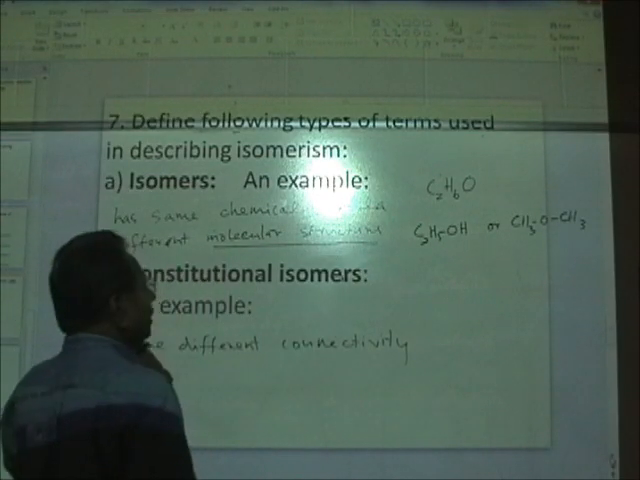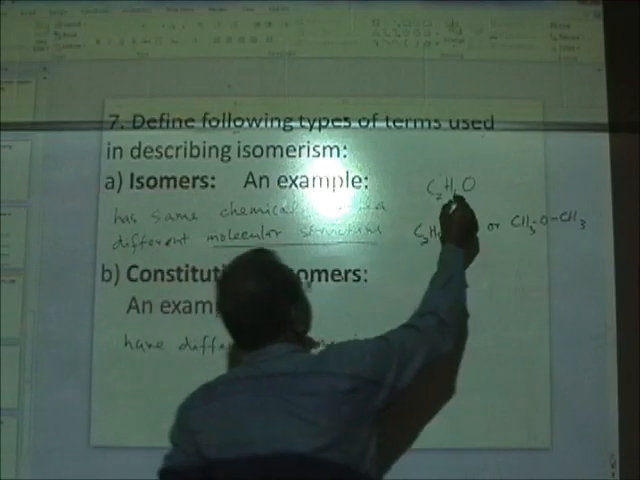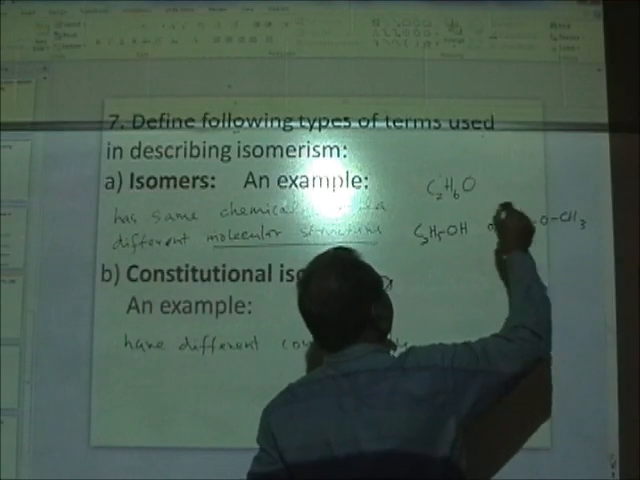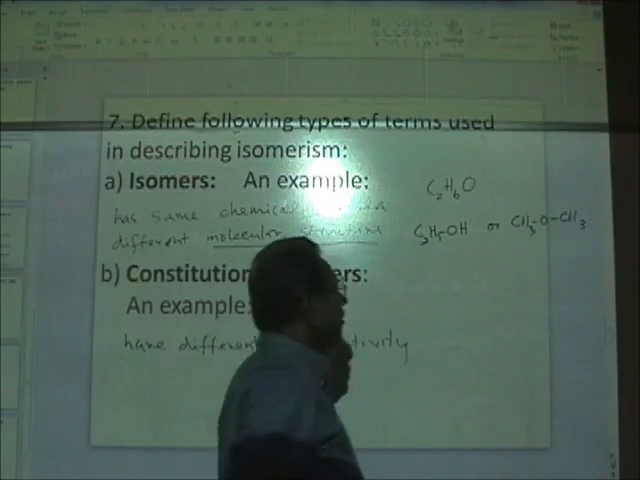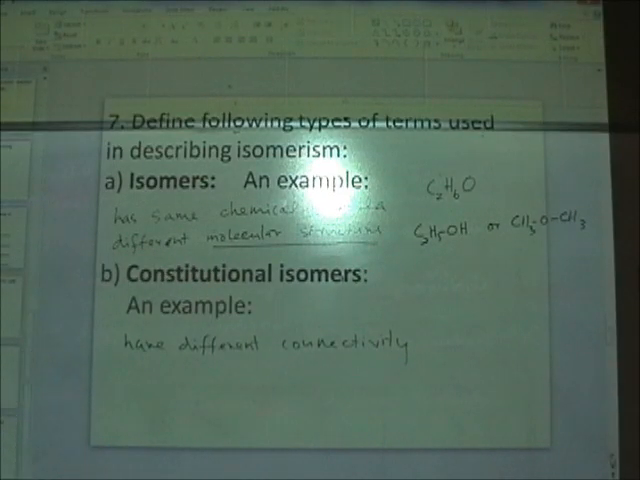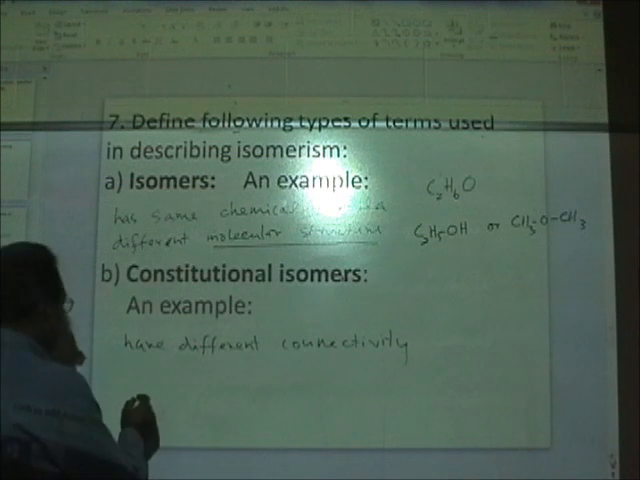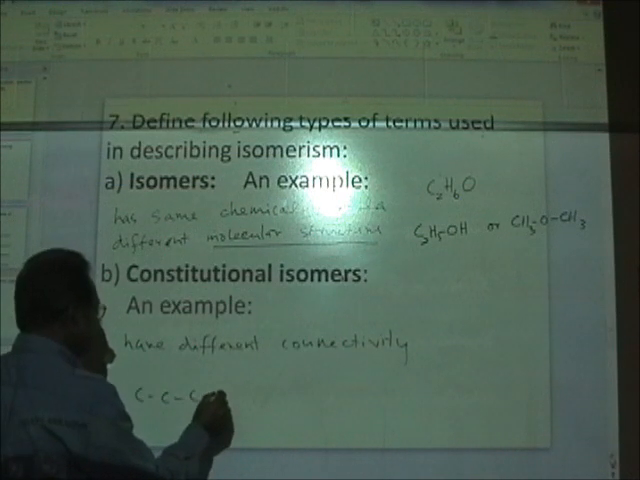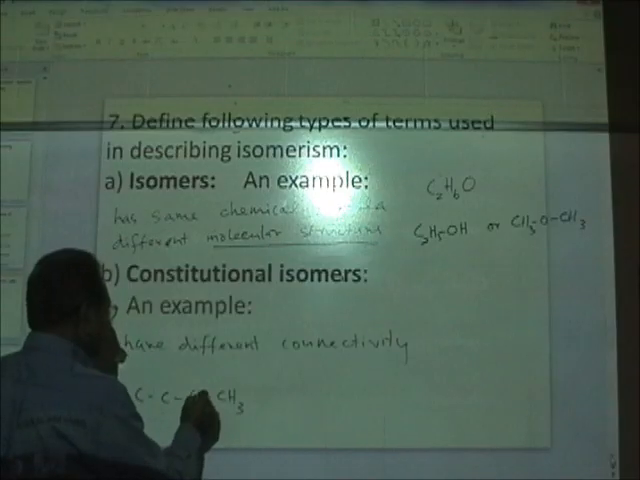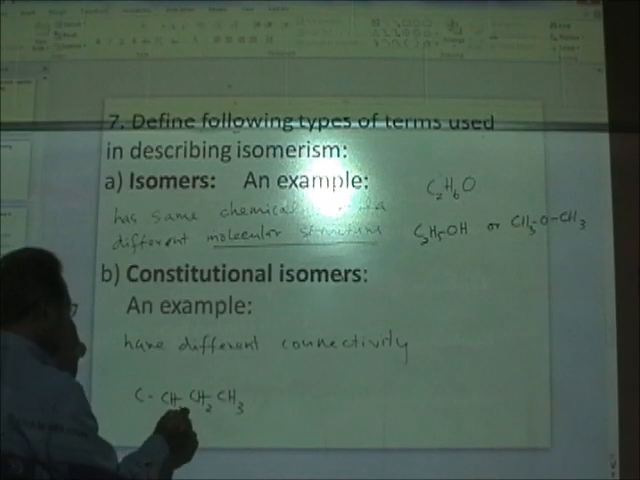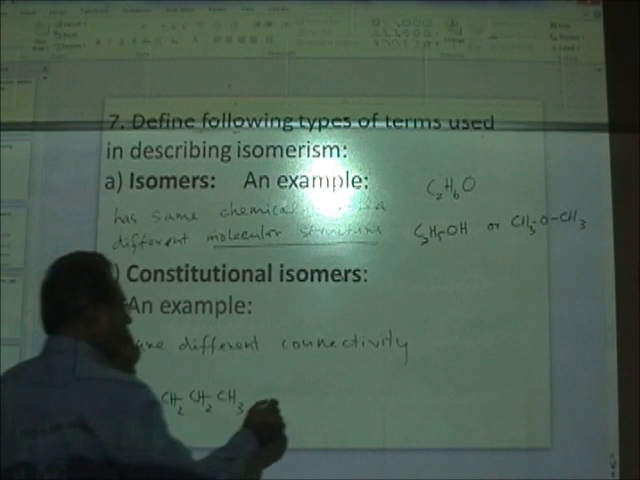So this same formula could have different structures, depending on the way they are bonded. When they are bonding, you have to follow the rules. Oxygen makes 2 covalent bonds, carbon makes 4 covalent bonds, and hydrogen makes 1. Now, for example, butane. We already looked at it.